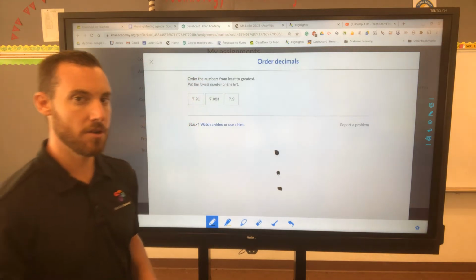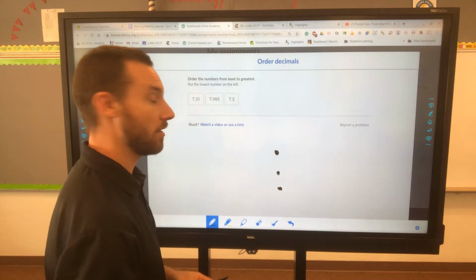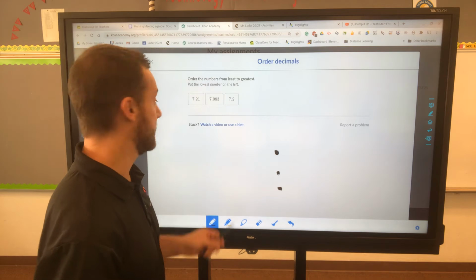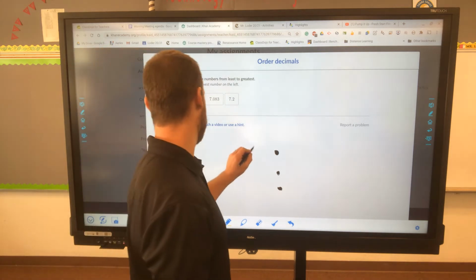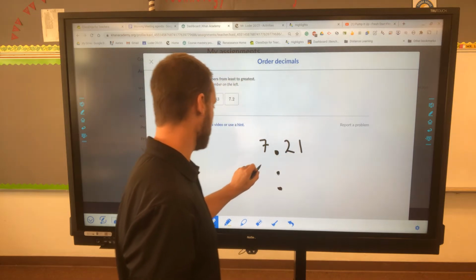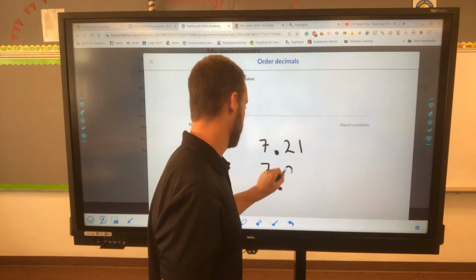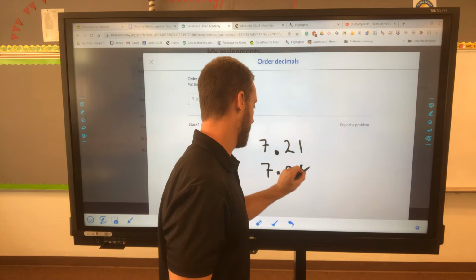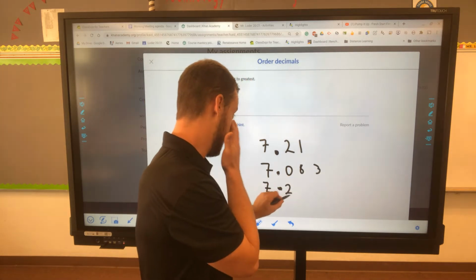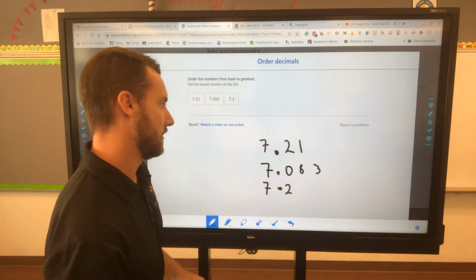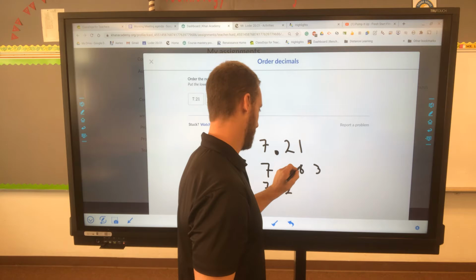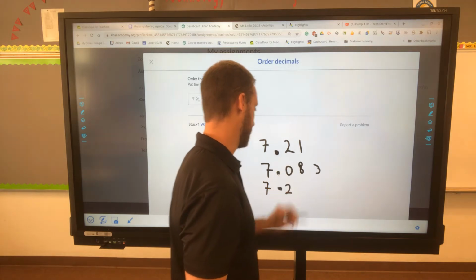And you'll notice there's going to be a theme with stacking decimals. We'll also use it for adding and subtracting fractions. But right now when we're comparing, go ahead and stack your decimals and then add your numbers. Let's go 7, 2, 1, 7, 0, 8, 3, and 7, 2, or 7 and 21 hundredths, 7 and 83 thousandths, and 7 and 2 tenths.